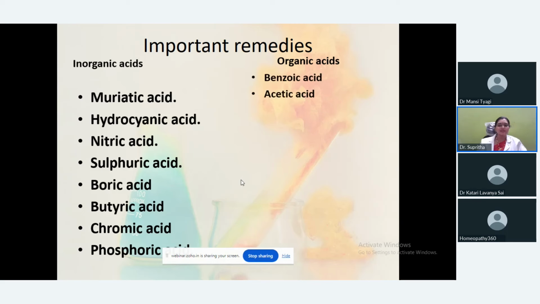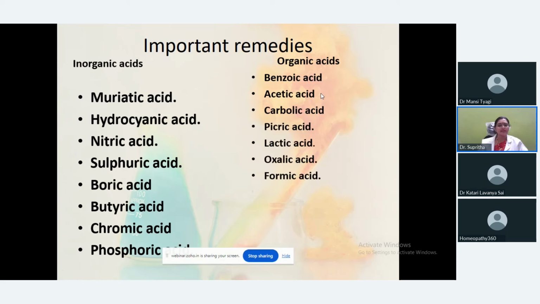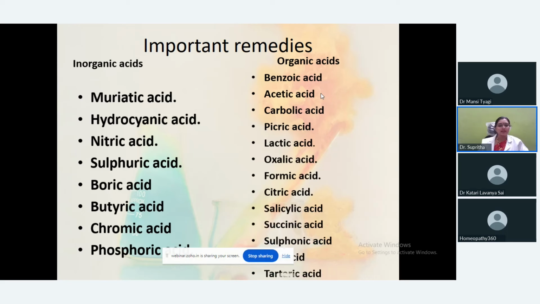What are organic acids? Anybody can answer? What is the difference between inorganic and organic acids? Well, organic acids contain carbon in their compound. So benzoic acid, acetic acid, carbolic acid, picric acid, lactic acid, oxalic, formic, citric, salicylic, succinic, sulfonic, tartaric acids. So all these remedies are used in our homeopathy, right?